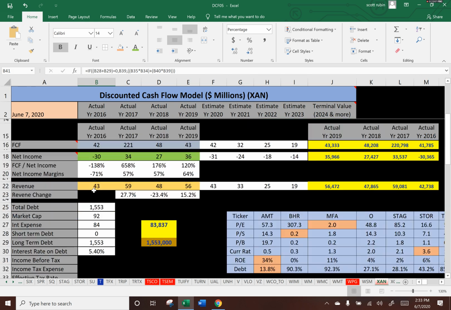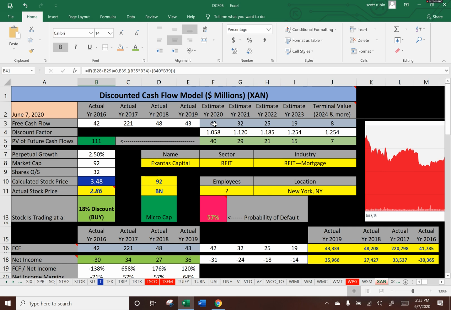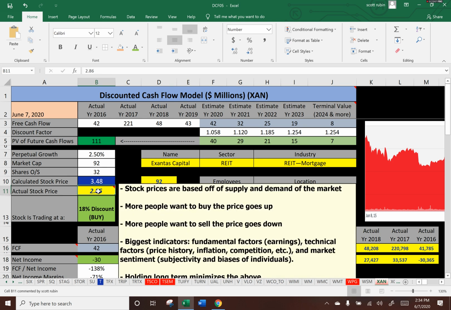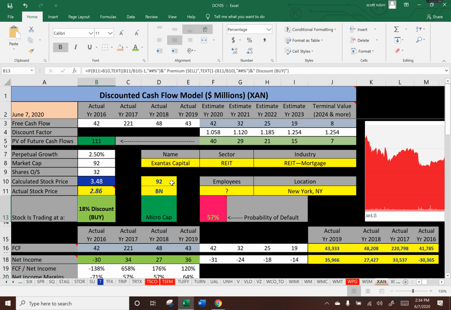Now let's see what the results are. We estimated 4 years of cash flow. And then we did a terminal value, which is all years past year 4. And the reason it's so low is because they have so much debt that this number has been reduced dramatically because the model takes into account the risk of the business. So when we discount those numbers back to today's value, we get a value of the company of $111 million. So when you divide it by 32 million shares, we get an intrinsic stock price of $348, which is higher than what is trading at $286. So it is trading at an 18% discount.